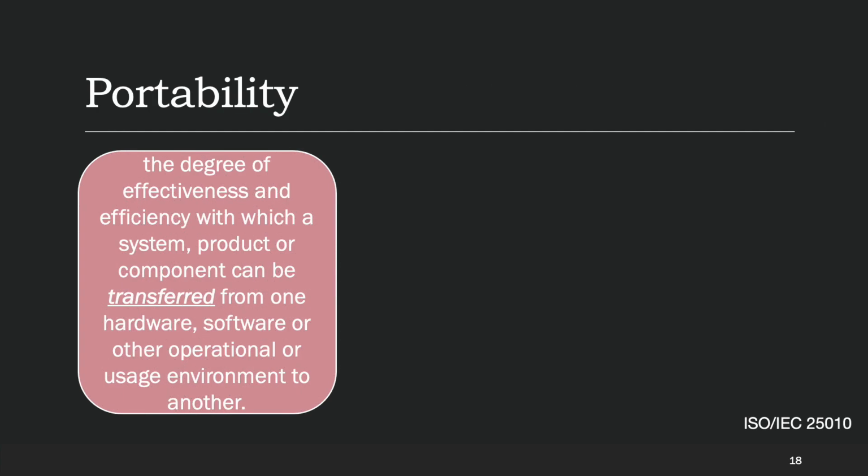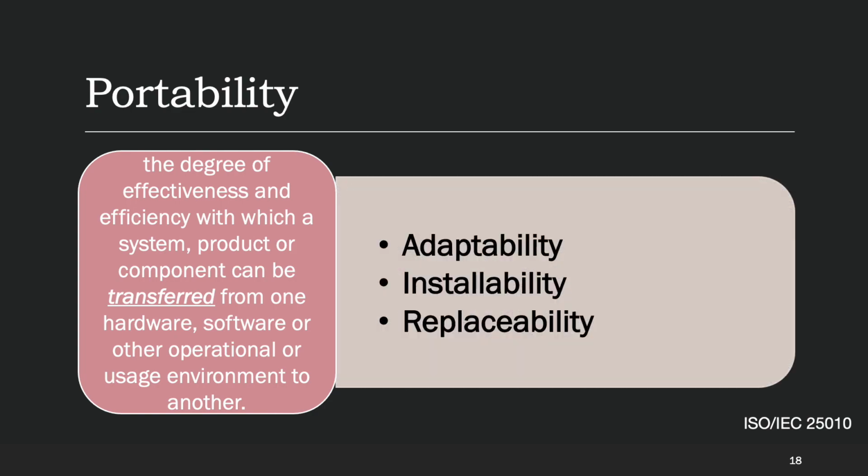The second quality attribute that we will look at is portability. Portability is the degree to which a system, product, or component can be transferred from one hardware or software or other operational environment to another. Portability is further composed of adaptability, installability, and replaceability.